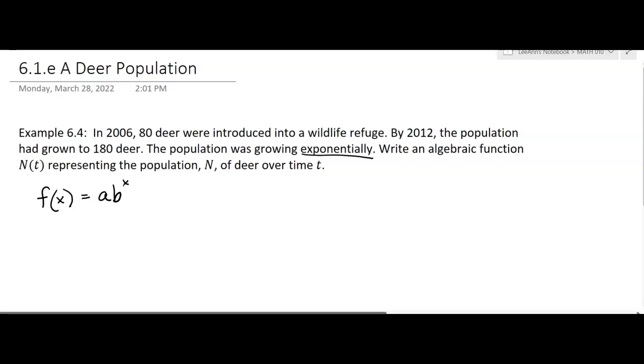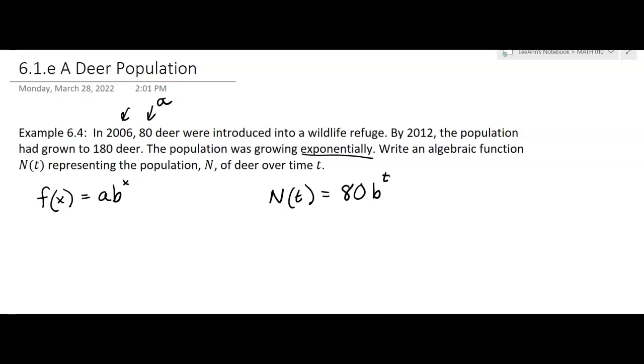Write an algebraic function N(t) representing the population N of deer over time t. Okay, so we're going to be looking for N(t). In 2006, we started with 80 deer, so we know the initial amount. There were 80 of them. We let them loose running around. So N(t) is going to equal 80 b to the power of t. What we don't know is that b, and we need to figure out that growth rate.